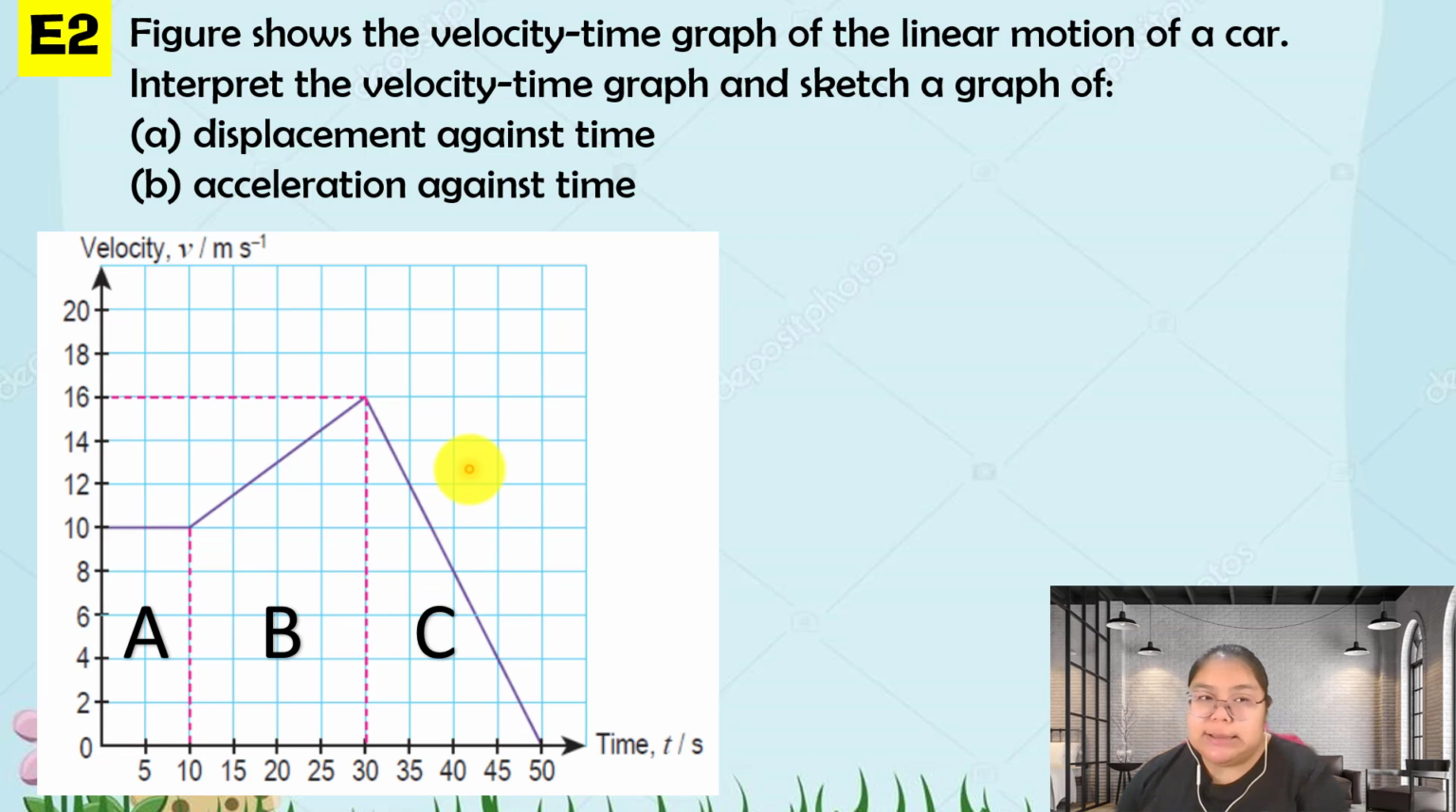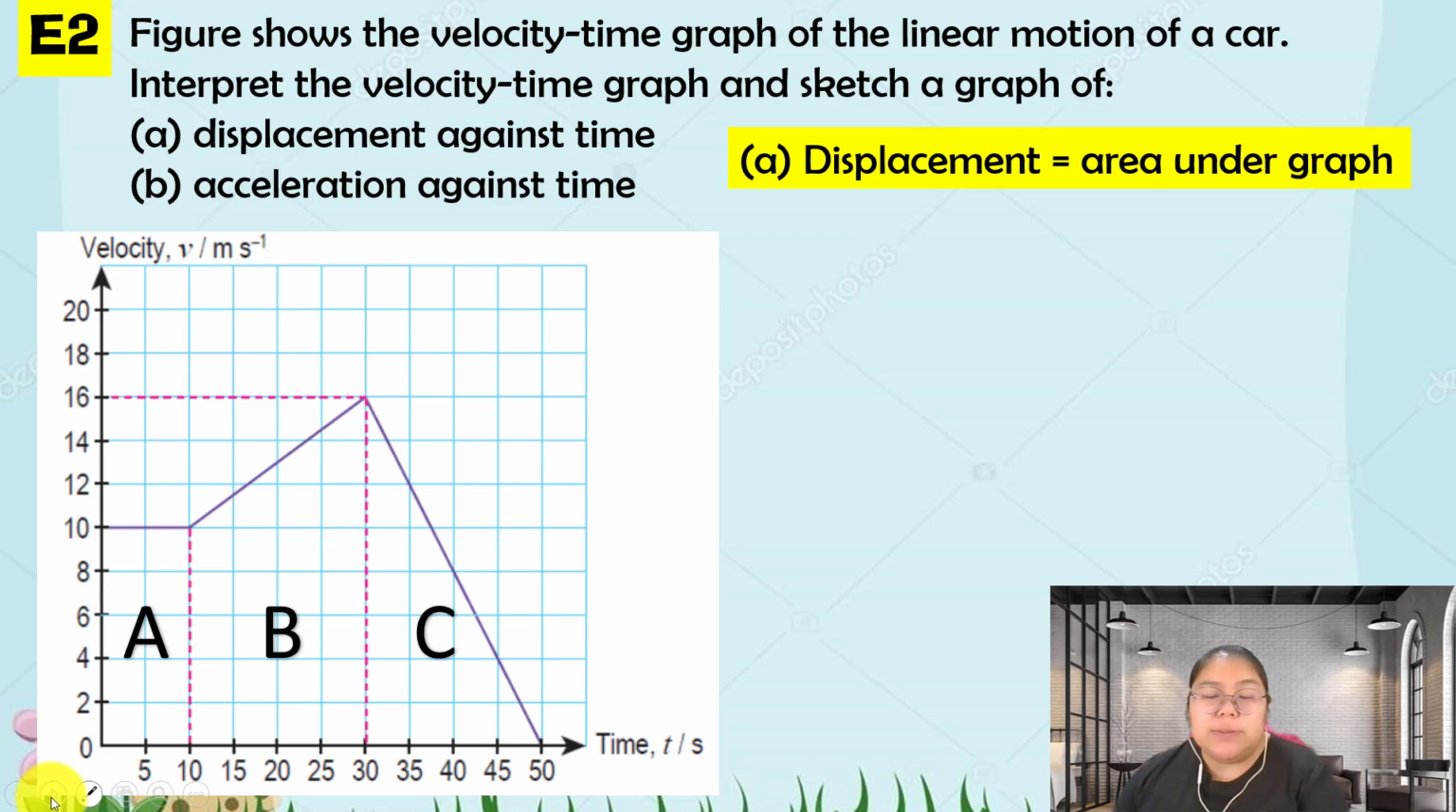Now we have example number 2. VT graph. For the motion, interpret the VT graph to get the displacement and also acceleration. That means now you need to draw the graph. First, we want to change it into a displacement graph, meaning you need to find the area first. We go step by step to find the area because here there are three parts.